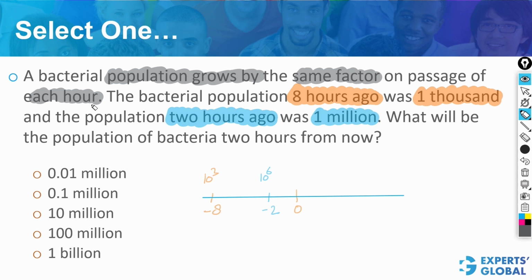So if the population was 10 raised to power 3 here, at minus 7, it would be k times 10 raised to power 3. And therefore, over a span of 6 hours, the population would be 10 raised to power 3 times k raised to power 6, which is equal to 10 raised to power 6. We can solve this for k. It turns out to be square root 10. That means the population now would be 10 raised to power 7. And the question is, what will be the population 2 hours hence? Therefore, at 2, the population would be 10 raised to power 8, which is 100 million.